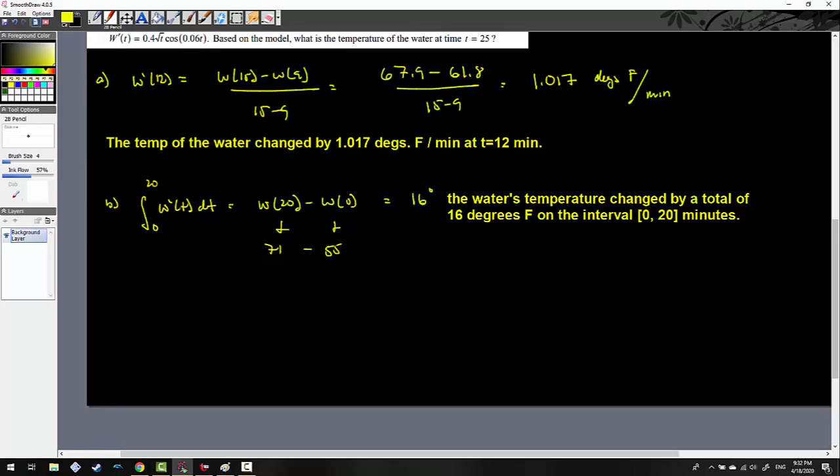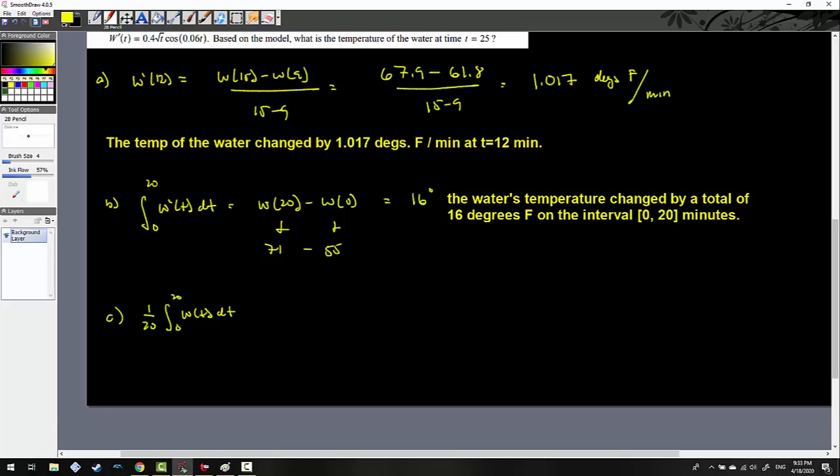Now we got to move on to part C. Part C is asking us the average temperature of the water in the tub is modeled by 1 over 20 integral from 0 to 20 W of t dt. And so we're going to use a left Riemann sum with 4 subintervals to approximate how much this is, and then we'll figure out if it's an underestimate or an overestimate.